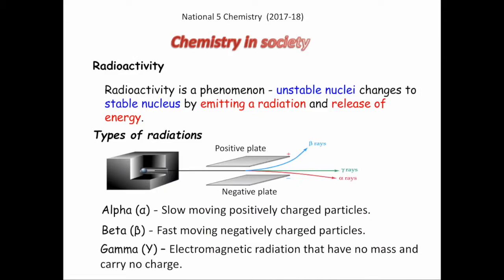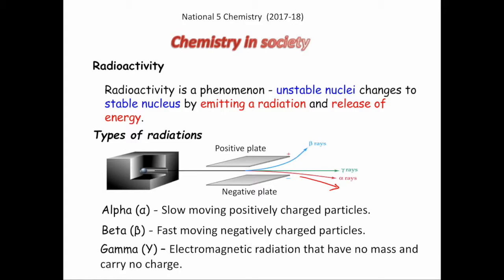Now, radioactivity. What is radioactivity? It is a phenomenon in which unstable nuclei change to stable nuclei by emitting radiation and releasing lots of energy. Now, these radiations can be of three kinds. They can be alpha particles, which are slow moving, positively charged particles which bend towards the negative plate.